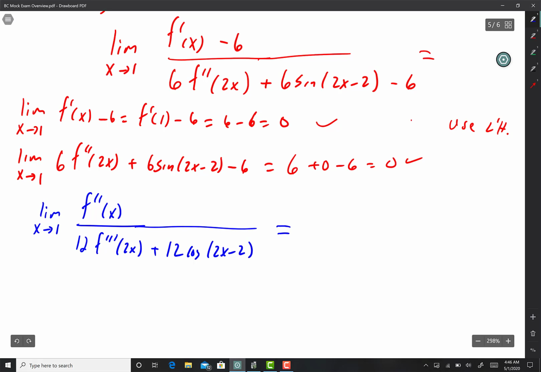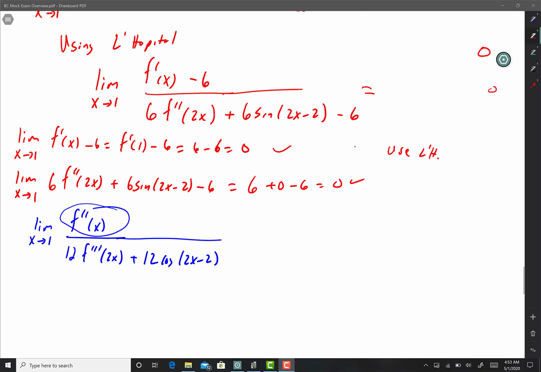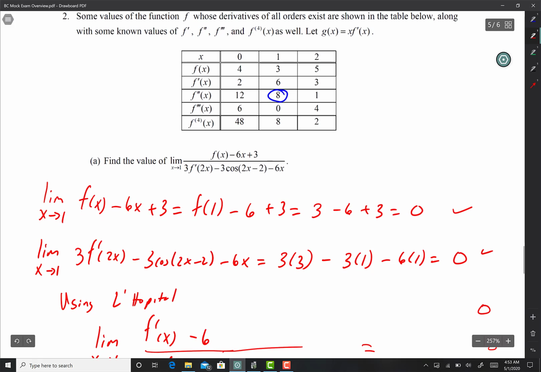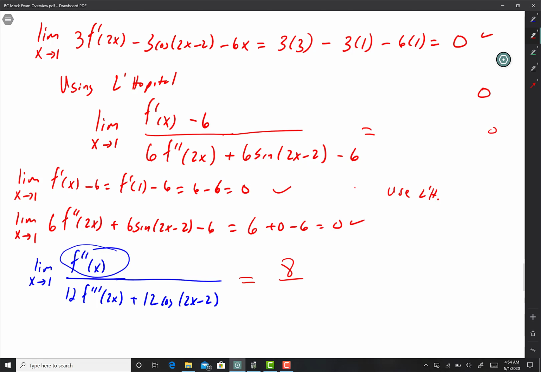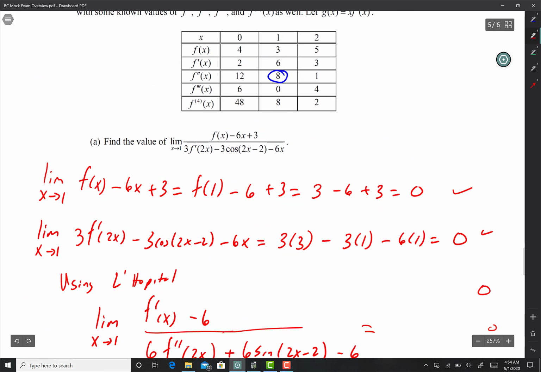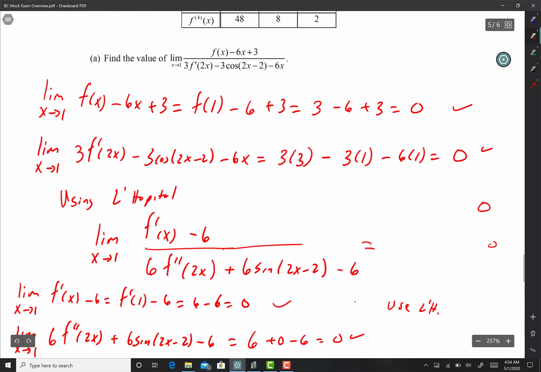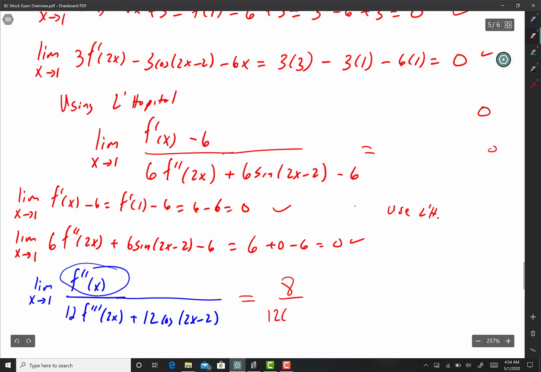And it looks like we will be good, I hope. All right, here we go. Let's plug in a 1. So f prime prime of 1 is 8. And then f prime prime prime of 2 is 4. And then 12 times 4 plus, let's see, if I plug in a 1, that's a plus 12. 12, 24, 48, so 8 over 60. And what does that reduce to? 8 over 60, 2 over 15. So there we go, guys.